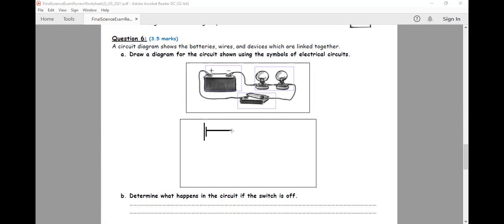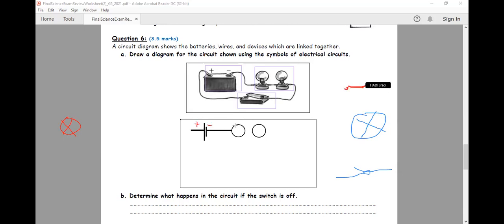This is the battery. Then draw a wire. Put the light bulbs beside each other. How do I draw a light bulb? Like this, you make a circle and an X in it. We make these. And then the switch is like that. Let me finish the light bulb.